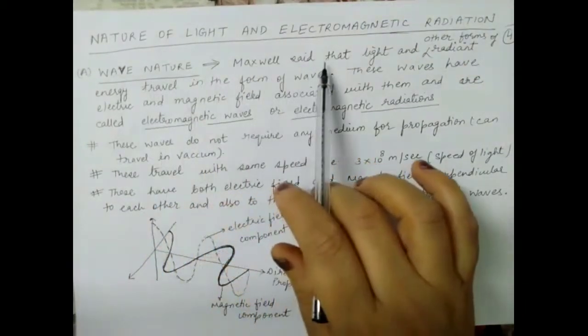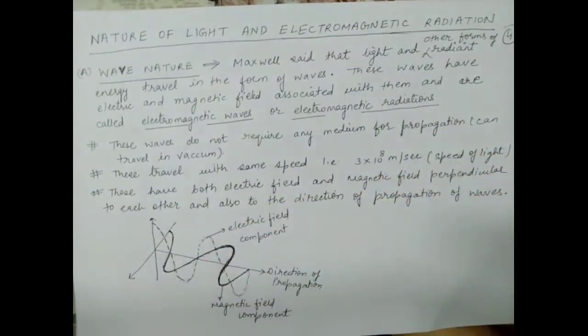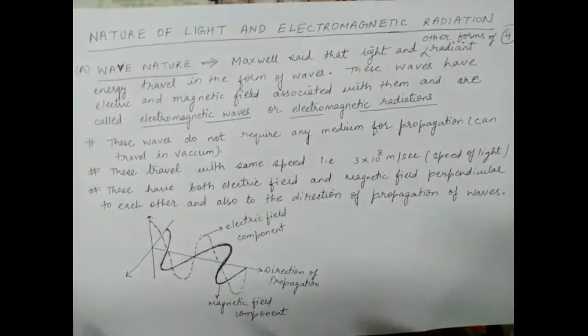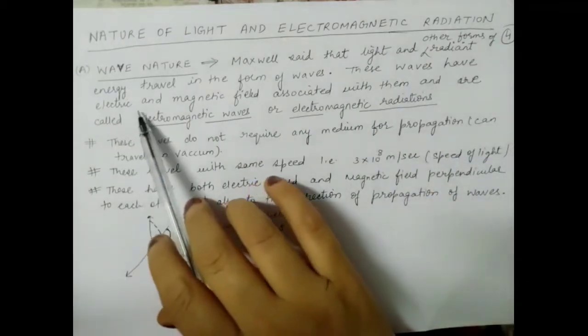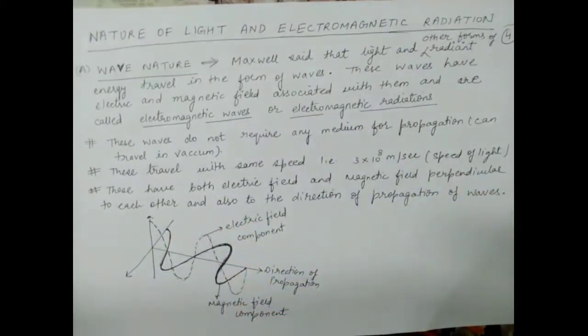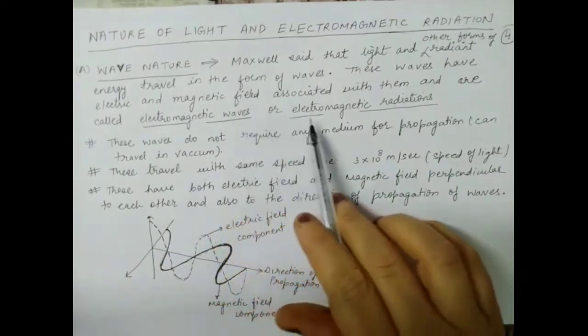Maxwell said that light and other forms of radiant energy, now what is the meaning of this? Radiations emitted from any light source, whether it is the sun, a tube light, or a bulb, or the radiations emitted from any hot object, they always travel in the form of waves. This is Maxwell's wave theory, that radiations always travel in the form of waves. Waves mean continuous motion. As soon as you switch on your light, it starts emitting waves, and they continuously reach you. Now these waves have both electric field and magnetic field associated with them. That's why these are known as electromagnetic waves or electromagnetic radiations.